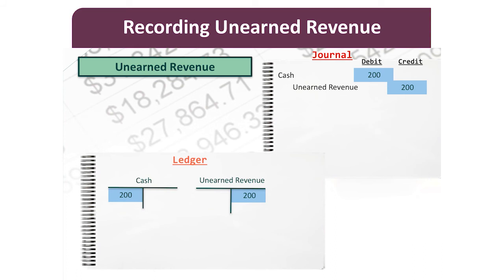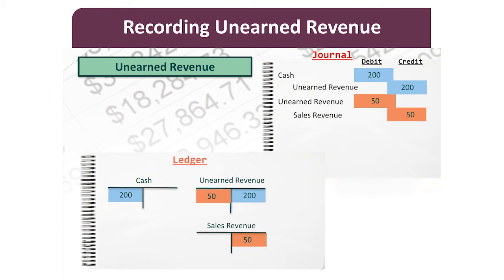A few weeks later, if the customer uses the gift card to purchase $50 worth of merchandise, the accounting entry in the journal would be a debit to unearned revenue and a credit to sales. We post these to the ledger. The balance in the unearned revenue account is $150, which is the new amount that is unused. In essence, we have transferred $50 from the liability unearned revenue to become earned revenue.